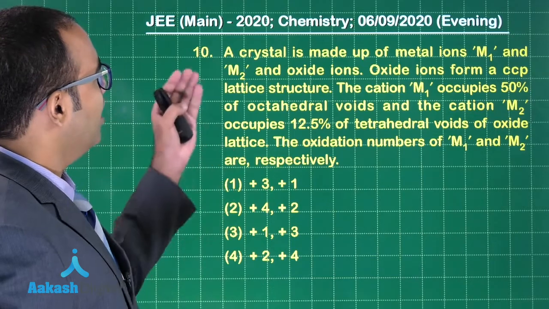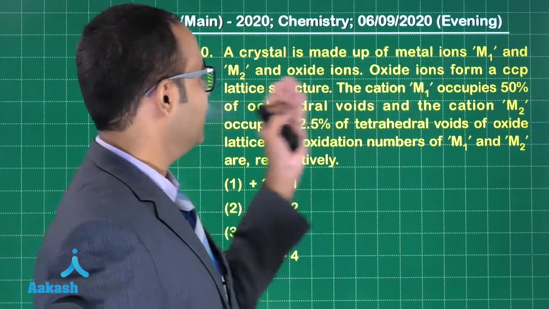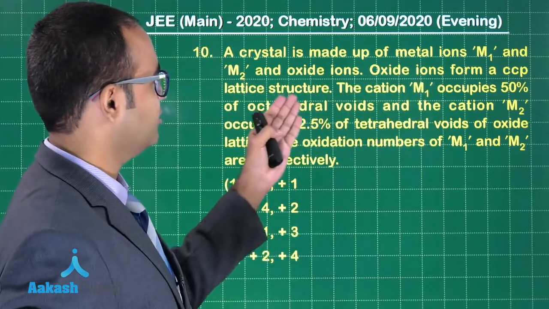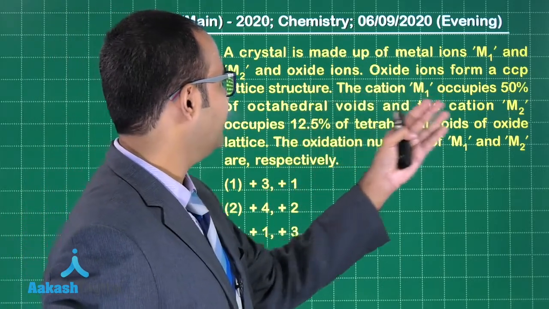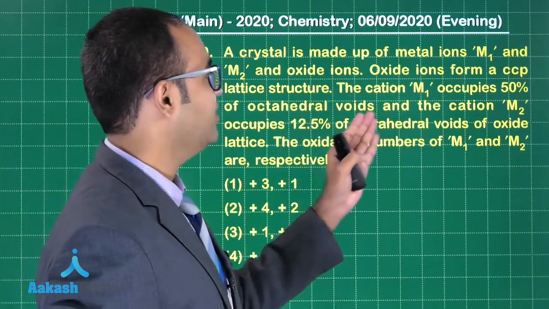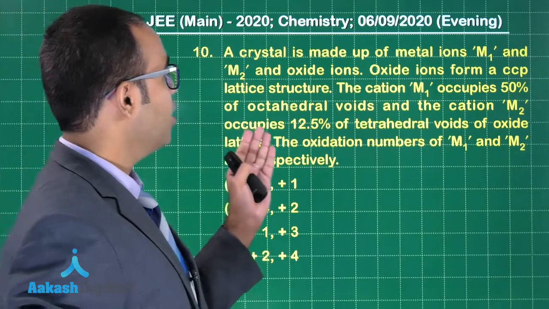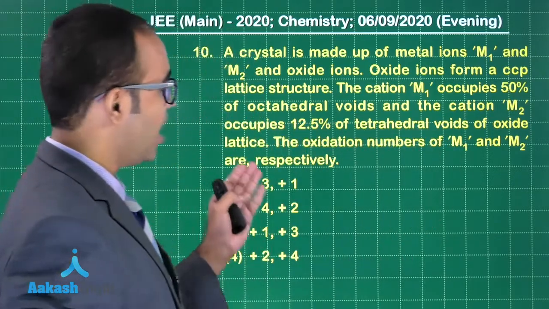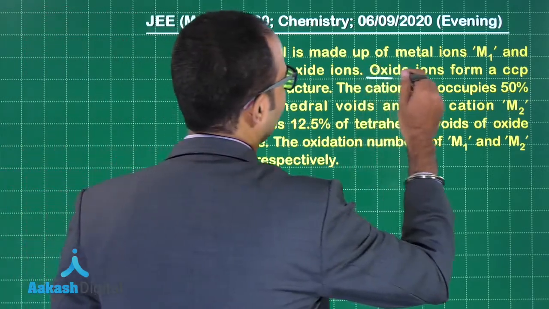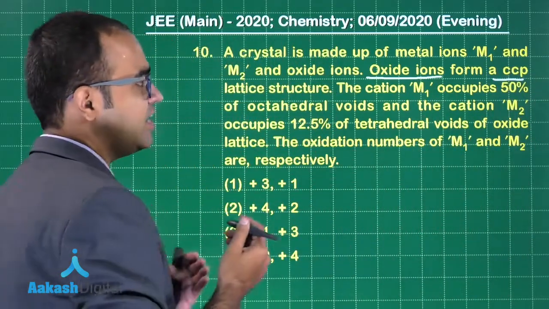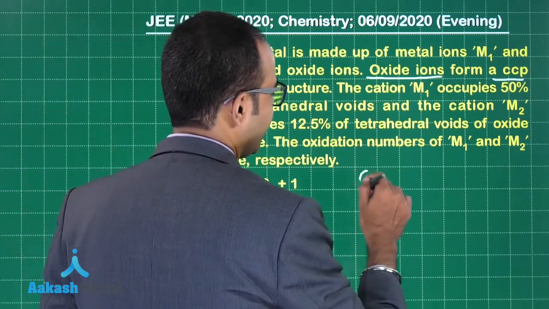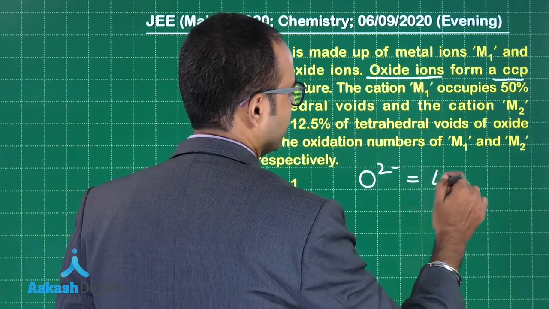A crystal is made up of metal ions M1 and M2 and oxide ions. Oxide ions form a CCP lattice structure. The cation M1 occupies 50% of octahedral voids and cation M2 occupies 12.5% of the tetrahedral voids of oxide lattice. The oxidation numbers of M1 and M2 are respectively. Okay, so let us quickly mark some important points. Oxide ion is forming CCP. So the number of oxide ions in one unit cell will be 4, guys.